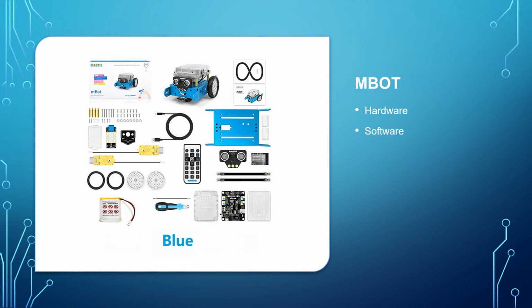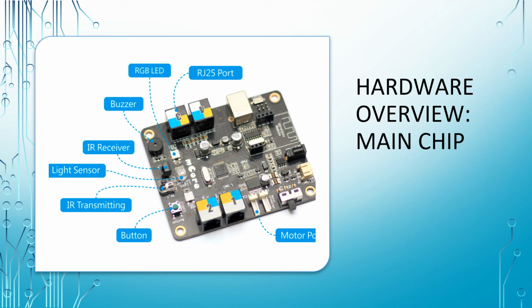So now for the hardware and software overview. This is basically the main chip of the MBOT. We have our RJ25 ports, which are used for our sensors. We have our motor ports, and then we have multiple sensors that are already implemented in the chip, such as the light sensor that I use in one of the lessons, and the IR receiver, which is for remote control, for example.